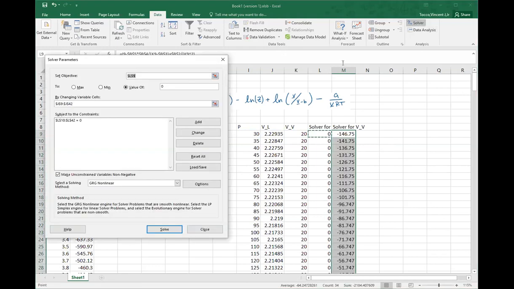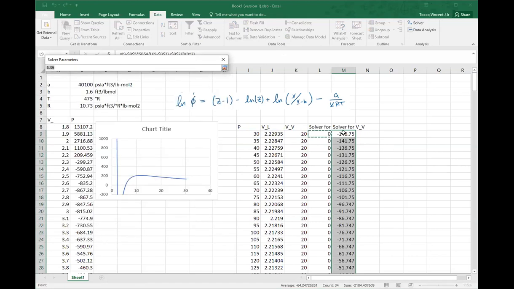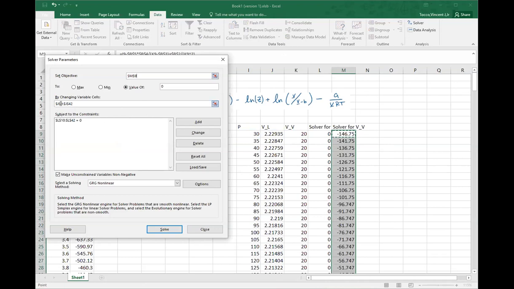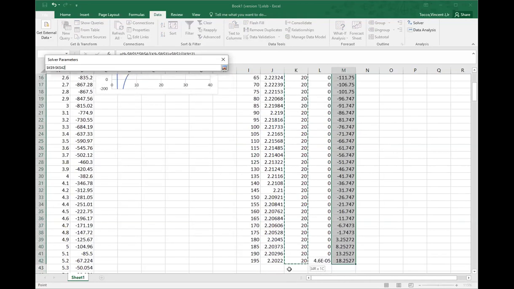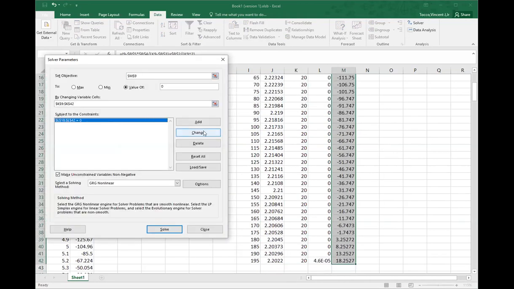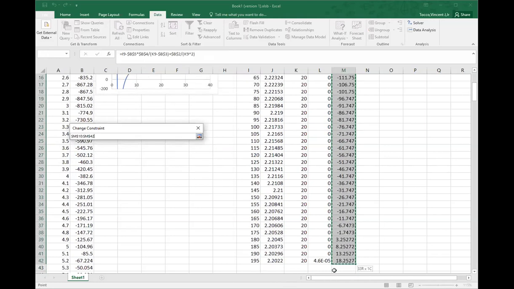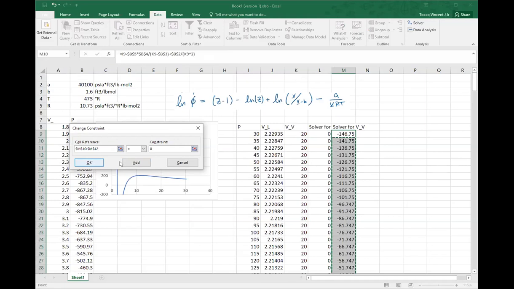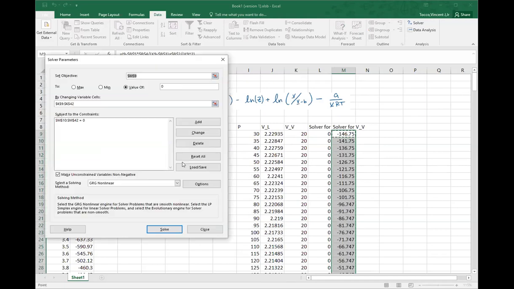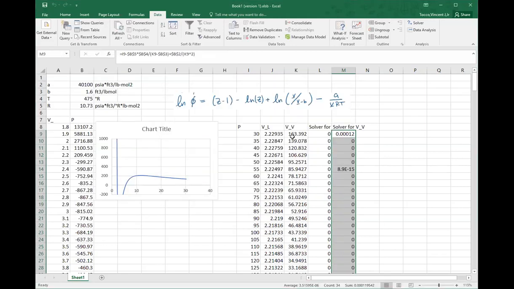Now, if I click Solver, and I set my objective of cell M9 being equal to 0, I want to change the variable cells in column K now. Subject to the constraints, I need to change this so that all of these cells are now equal to 0. So that's going from M10 to M42. And okay, solve. I should get back what I had just a second ago. Okay, so now I have solutions for V sub L and V sub V.